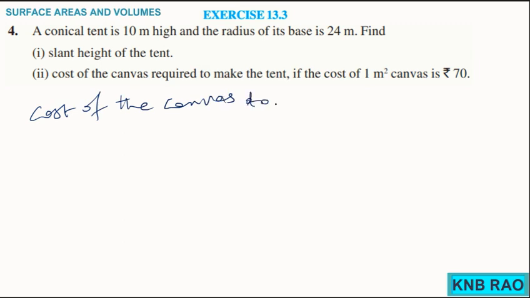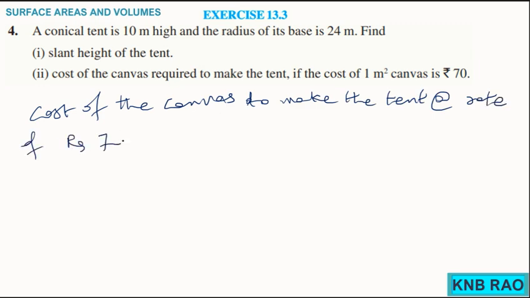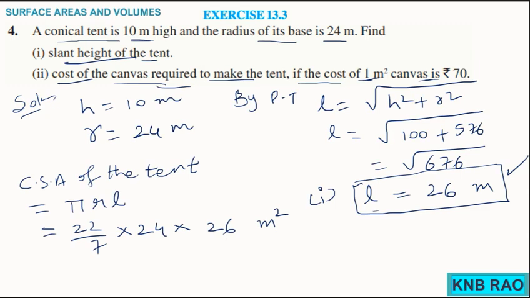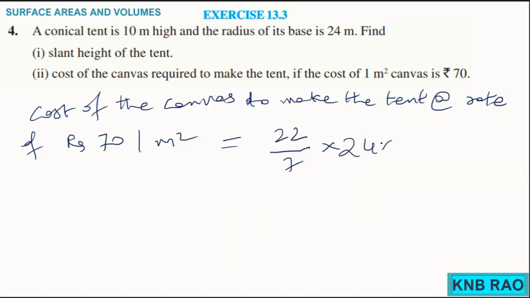to make the tent at the rate of rupees 70 per meter square will be 22/7 into 24 into 26, which will give meter squares, into rupees 70 will give cost.